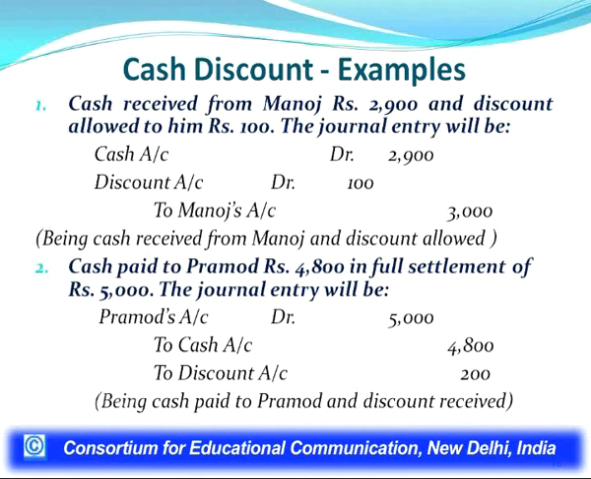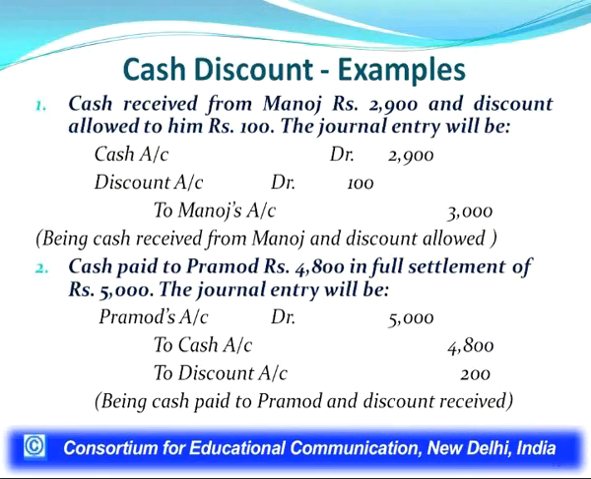Next transaction, cash paid to Pramod rupees 4800 in full settlement of rupees 5000. Whenever the term in full settlement of rupees 5000 is used, we should immediately think that some discount has been allowed. 5000 was payable to Pramod, so we paid him only 4800 and told him your account has been settled. It means we do not have to pay anything else. So, the difference between these two amounts is the discount received in this case.